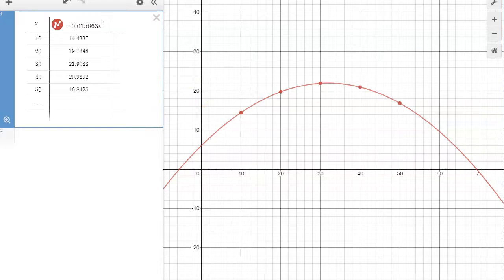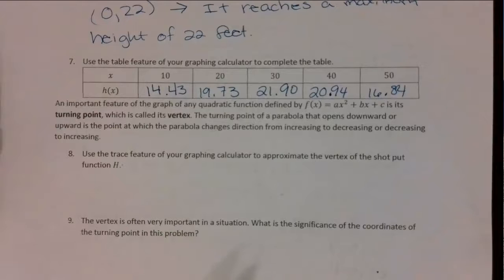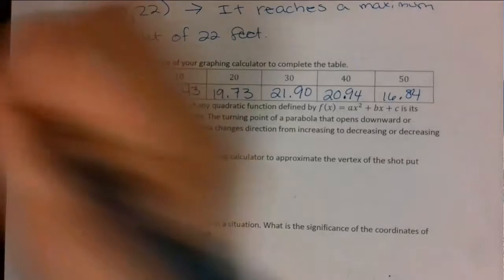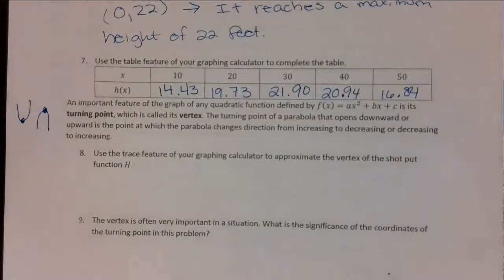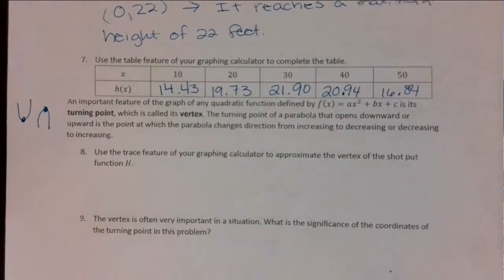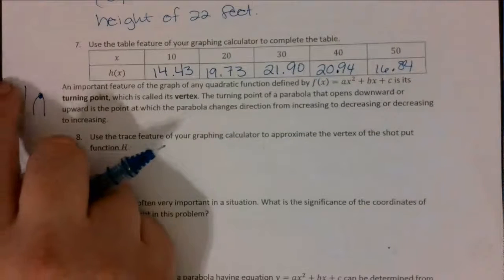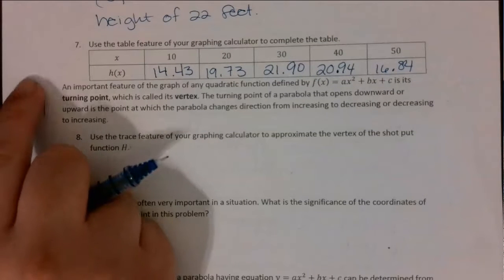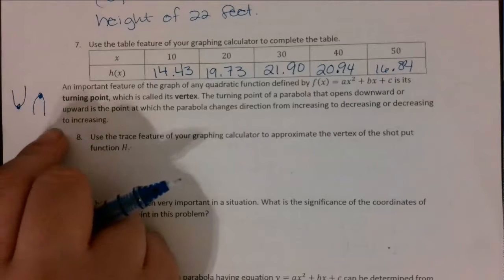Okay, so I'm going to go back to my paper. It tells us that the important feature of the graph is its turning point, so where it changes from going up to going down or going down to up. So right here would be a turning point, or right here would be a turning point. Those are called the vertex of these graphs. So the values are decreasing on the left side here, they're increasing on the right side here. Over here, they're increasing, and then they hit that point, and then they start going down.